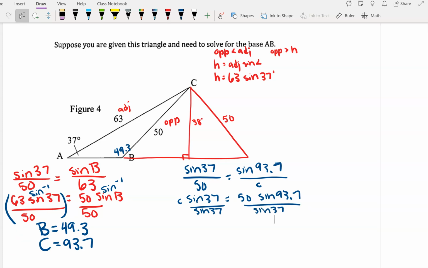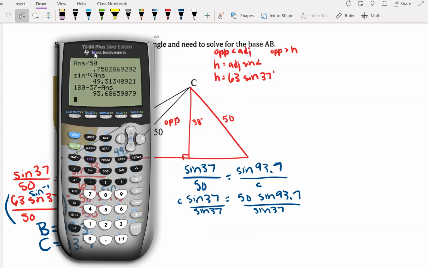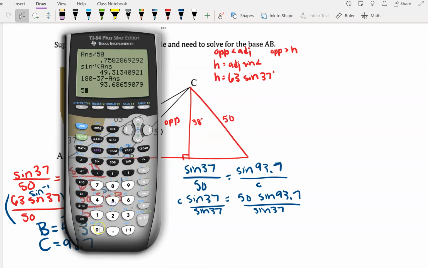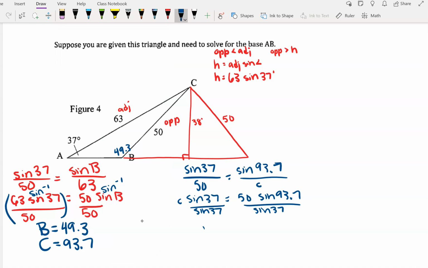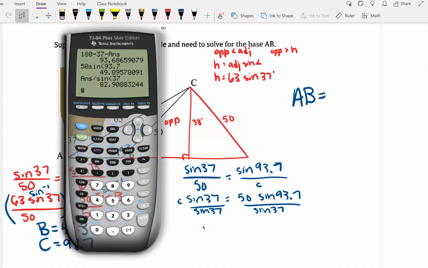Type that into our calculators. 50 sine 93.7. Divide that by sine 37. And we get 82.9. So little c, or I guess that was technically called AB, was 82.9.